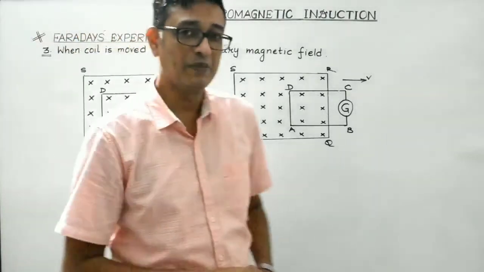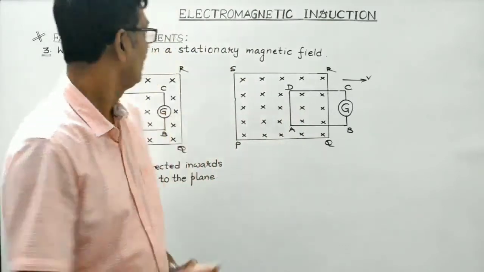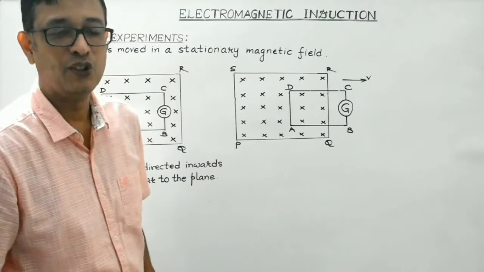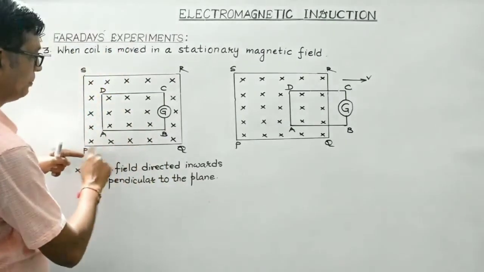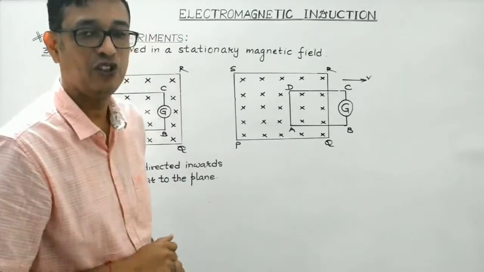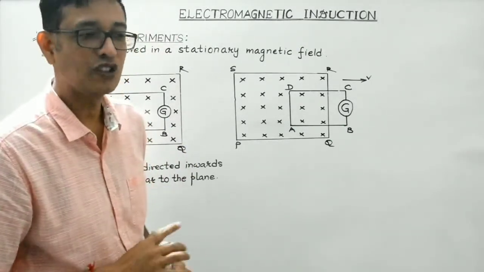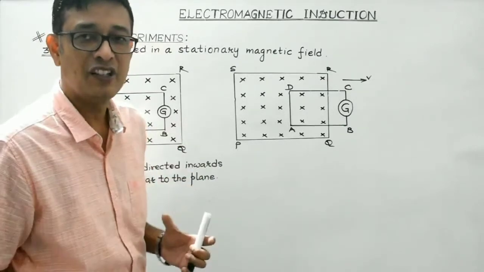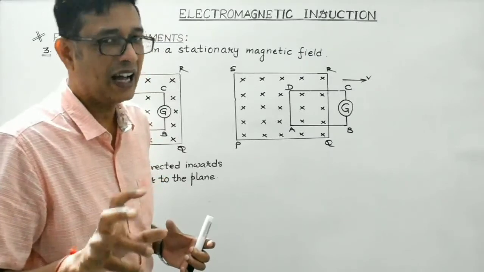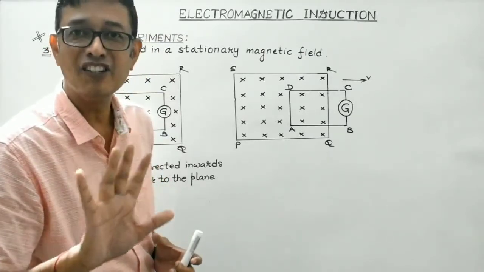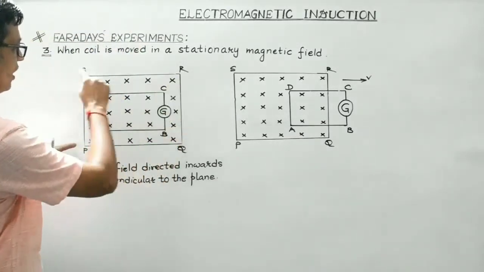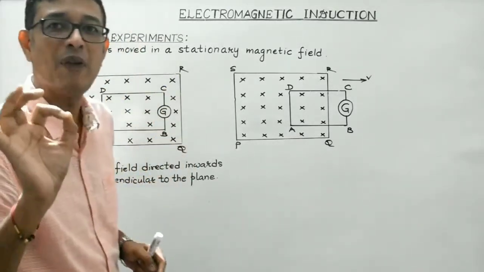Okay, in this experiment, which is the third one, the coil is moved in a stationary magnetic field. So what we consider is PQRS, a region of uniform magnetic field. Uniform means constant. If the magnetic field in a region is uniform, it means that the strength of the magnetic field as well as its direction remain unchanged. So let us assume PQRS to be a region of uniform magnetic field.